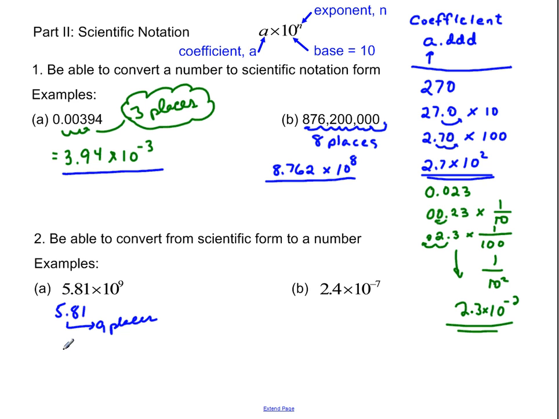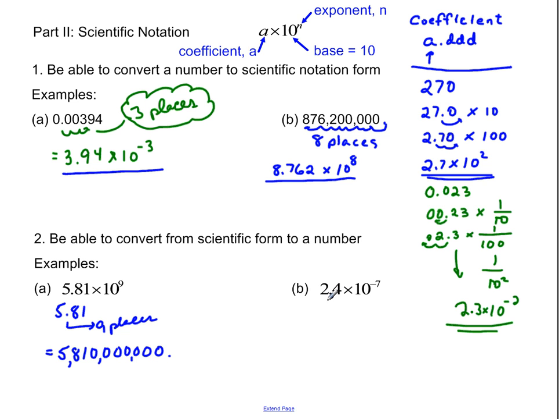right? So if we go 9 places, that's 5, let's see, once, twice, 3 times, 4 times, 5 times, 6 times, 7 times, 8 times, 9 times. So if we put the commas here in the right place, looks like we got 5,810,000,000 as the decimal equivalent of our scientific notation 5.81 times 10 to the 9th.